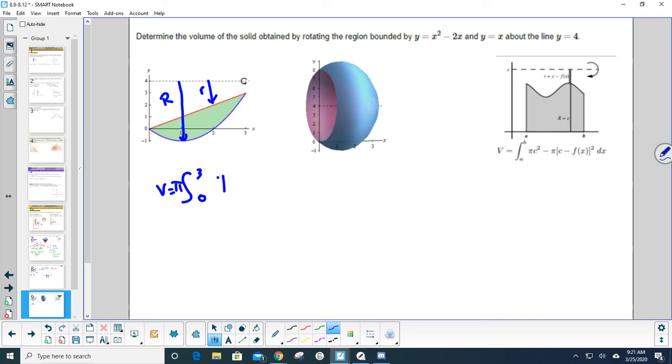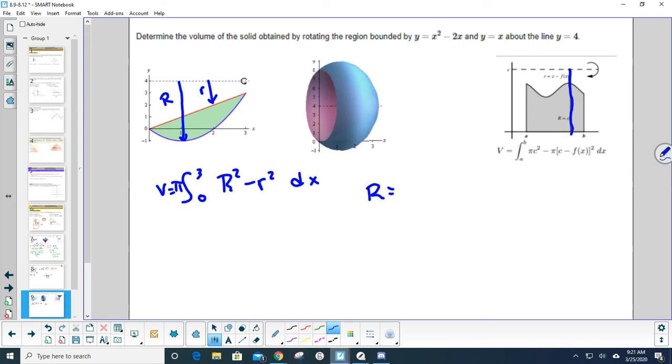And it's going to be big R squared minus little r squared dx. So now we have to figure out what big R and little r are. So let's talk about big R. Big R is this guy right here. And if you'll notice, it says big R is C.